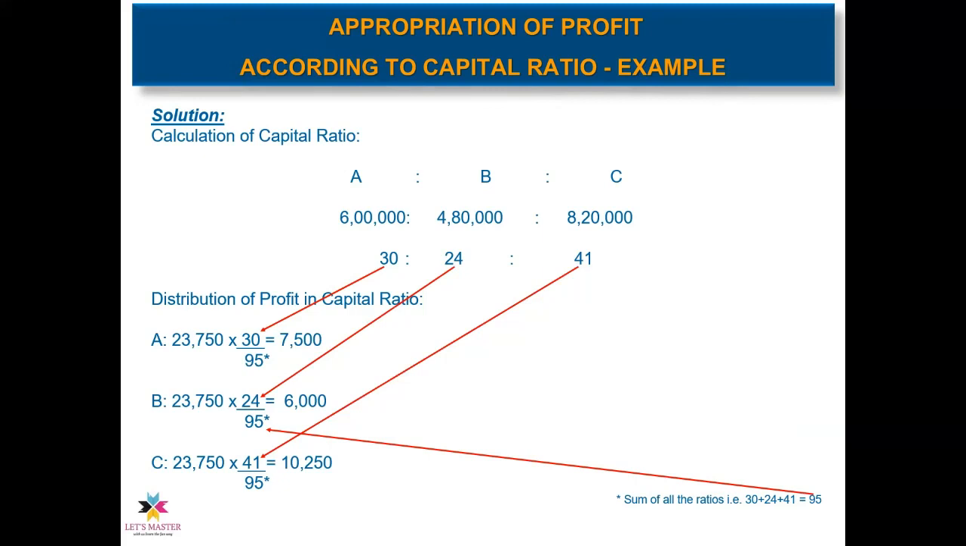So this is how the profit can be distributed, or the appropriation of profit can be done, among the partners on the basis of the capital employed ratio.